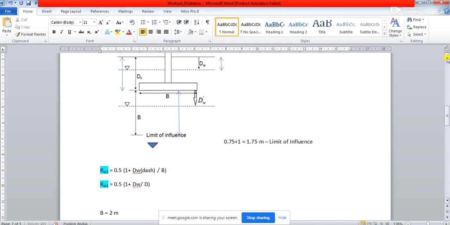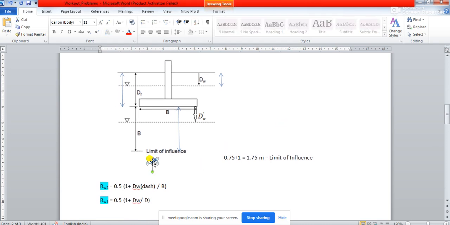So Rw1 and Rw2. Now when the water table is just reaching this limit of influence, what is happening? At that time this Rw1 factor is going to remain 1, because this portion of the soil will not be impacted by the water table, because the water table is now here. There is no question of the water table being present over here. So the Rw1 factor is not going to be affected, and it is going to be 1.